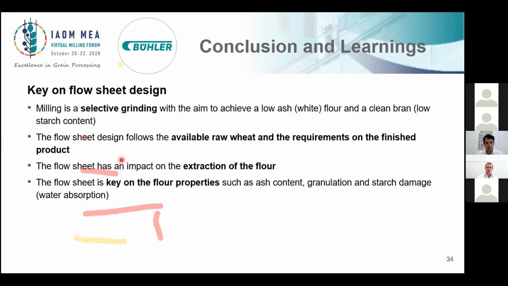This is also shown on an ash curve. An ash curve will end at 77, 78 extraction at the same point. Having a purifier or no purifier will not make a difference. So the conclusion is, yes, if you want to extract semolina or you want to make split flour, purifiers are needed.